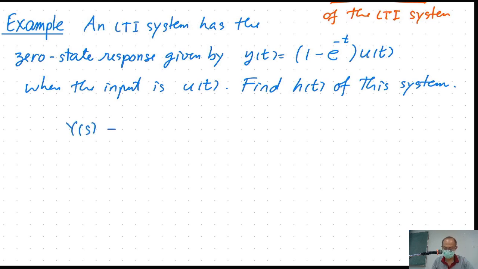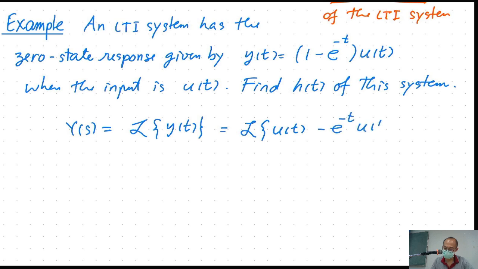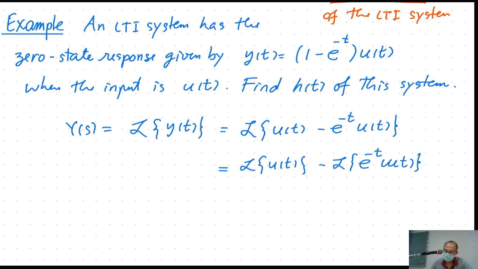We have yt, ys is the Laplace transform of yt, right? Which is the Laplace transform of ut minus e to the negative t ut. Okay, and from linearity, this is the Laplace transform of ut minus the Laplace transform of e to the negative t ut. This is from linearity.